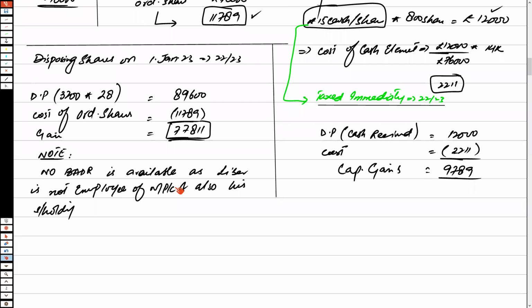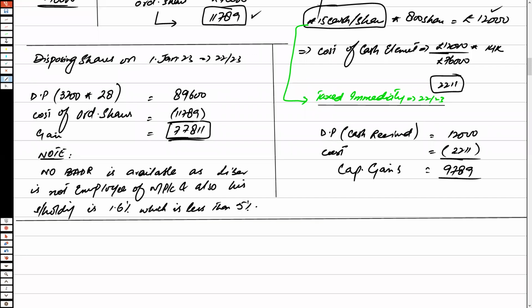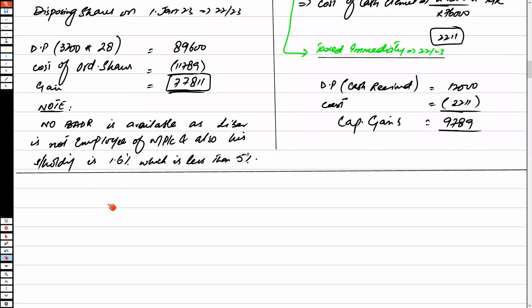No BADR is available on the disposal of these shares as Labour is not an employee of MPLC, and also his shareholding is 1.6%, which is less than 5%. Where from we have checked this thing? I have shown you because the company's overall shareholding is also given in the question.